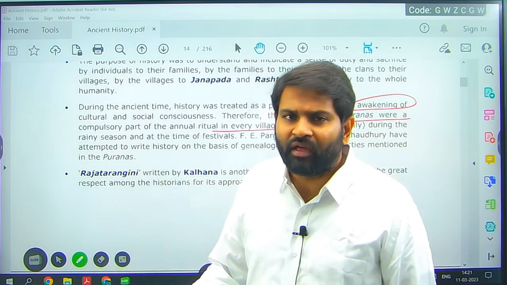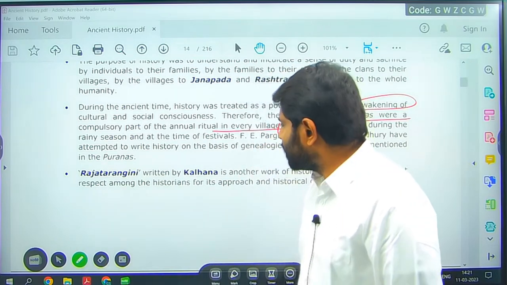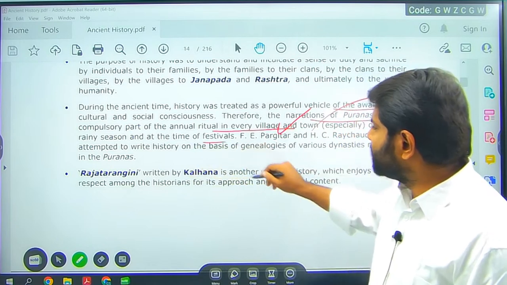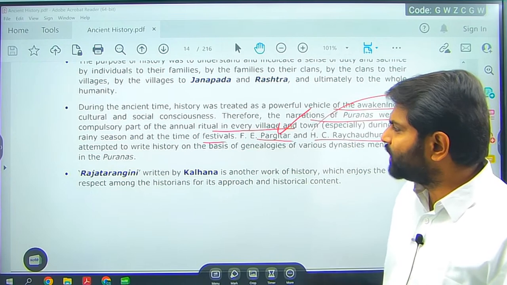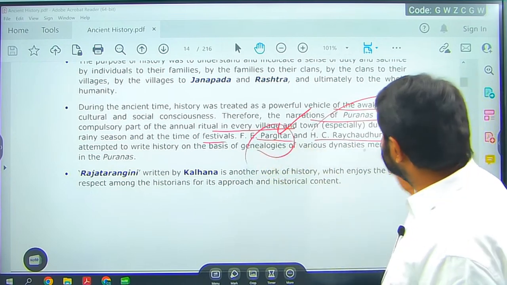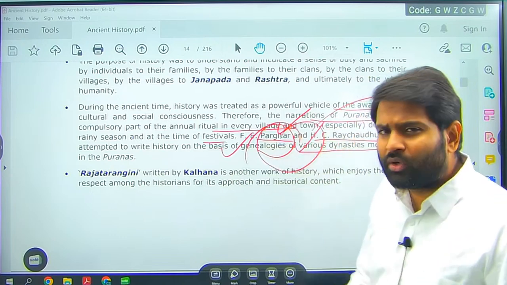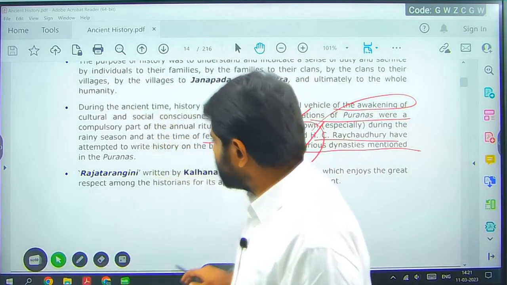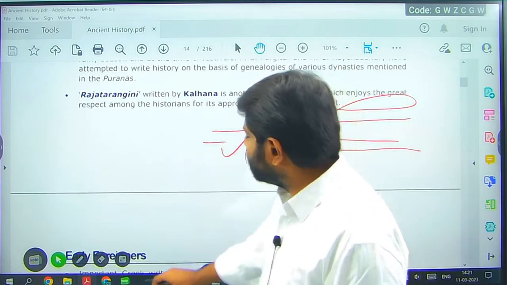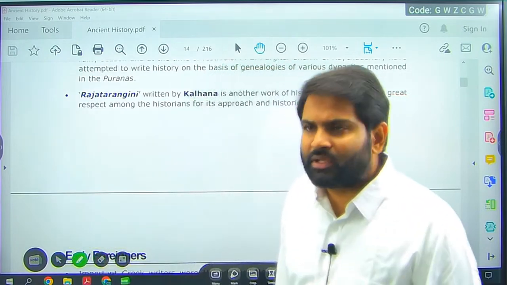Village histories are there, right? When you go to temple, temple histories are there, they are kept still now. Especially at the time of the festivals. F.E. Pargiter and H.C. Raychaudhuri have attempted to write history on the basis of genealogies of various dynasties mentioned in Puranas. They have tried, but still, you know, the white man's acceptance is not there, we don't accept it as history. But we are changing that perspective. Without the white man's acceptance also we can go forward.